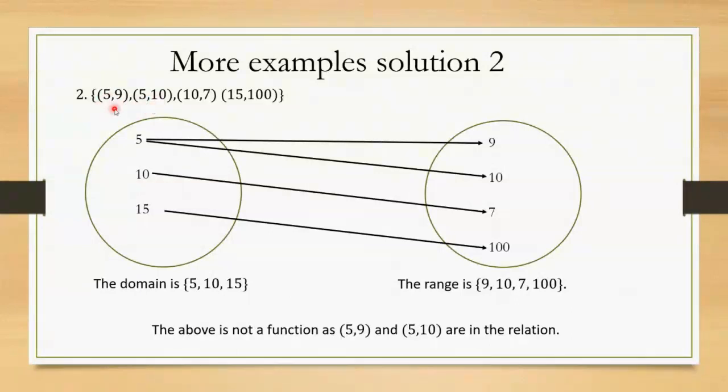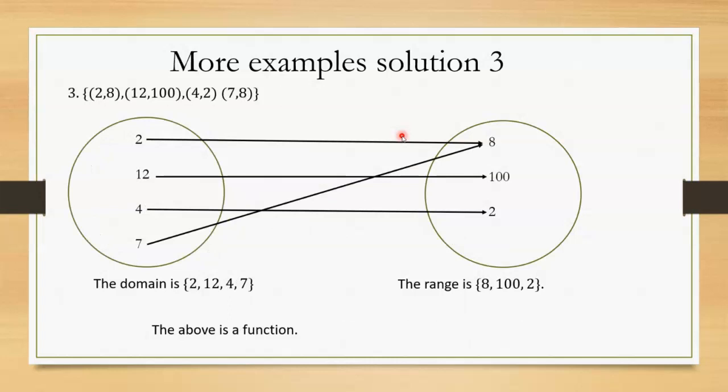What does this tell us? This tells us 5 is assigned to 9 and 5 is also assigned to 10. That's what's happening here. 5 goes to 9, 5 goes to 10. So in other words, you have an input with two outputs. So we don't have a function here. It's a relation, but we don't have a function.